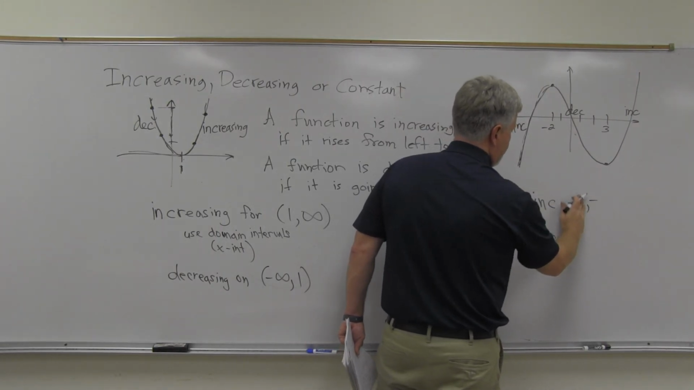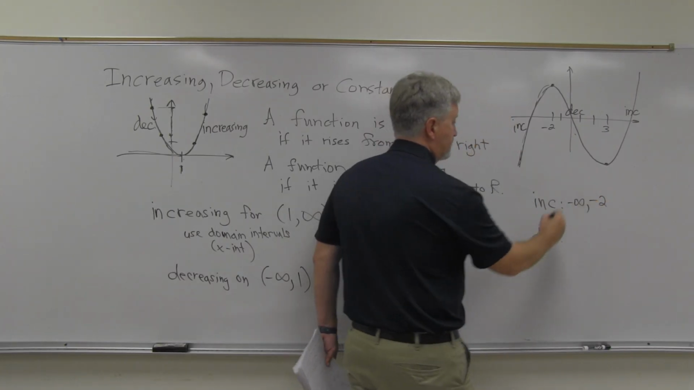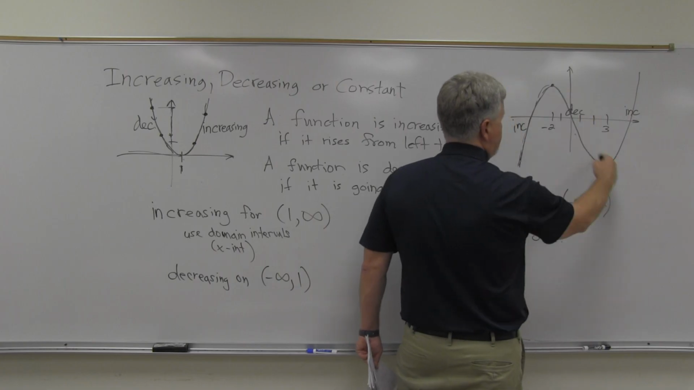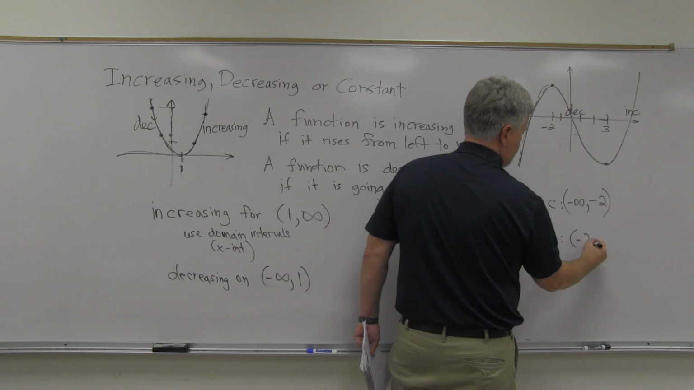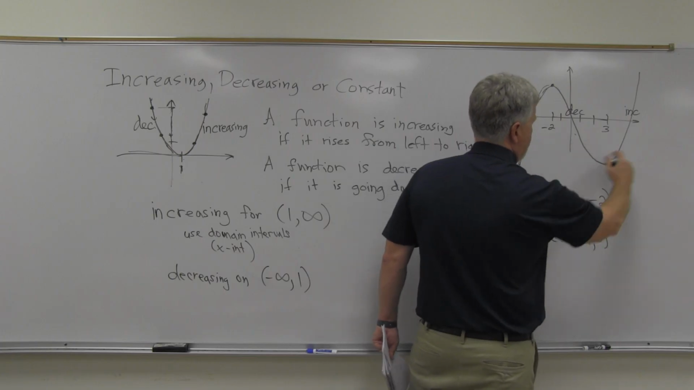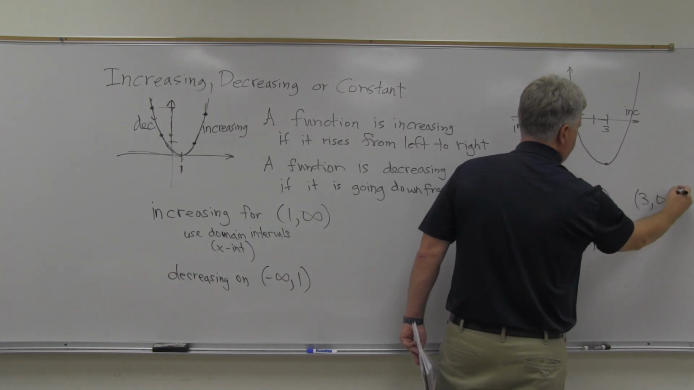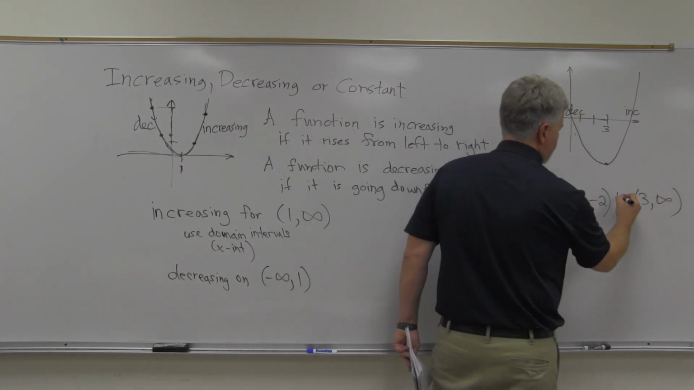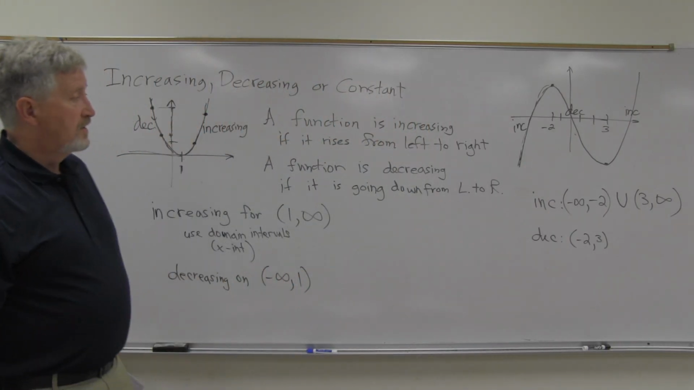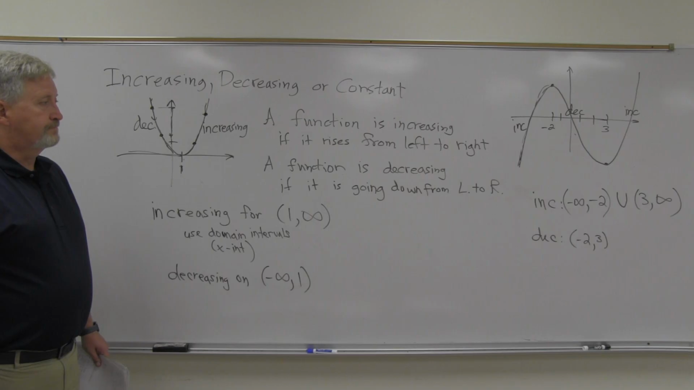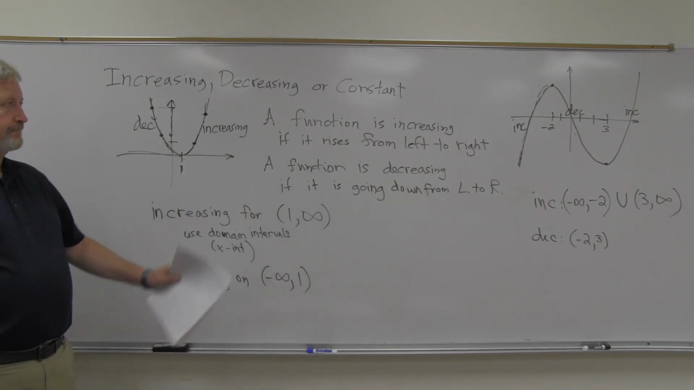Oops, said it right, but I wrote it wrong. Negative infinity to -2. Then it goes to decreasing from -2 to 3, right? In here it's decreasing. And then it turns back around at 3 and goes back to increasing. So 3 to infinity for that last part. And then like I said, if you got 2 of those interval notations together, they usually throw the union sign between them. So, good? All right.